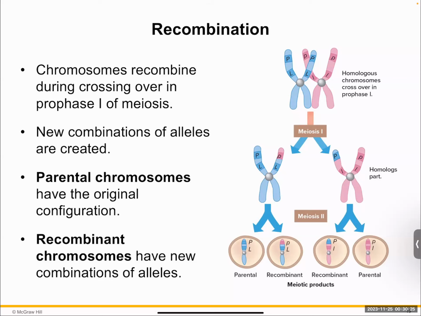And the parental chromosomes will have the original configuration, which we already know. And then the recombinant chromosome is what you have after you have done your crossing over and created a new combination, hence the word recombination. As in you shuffle things and then you reorganize the alleles based on that.